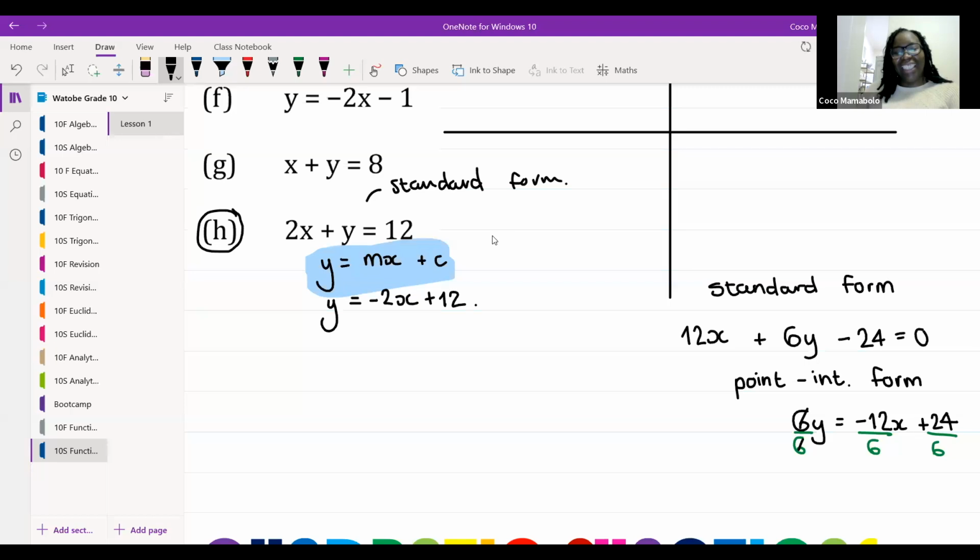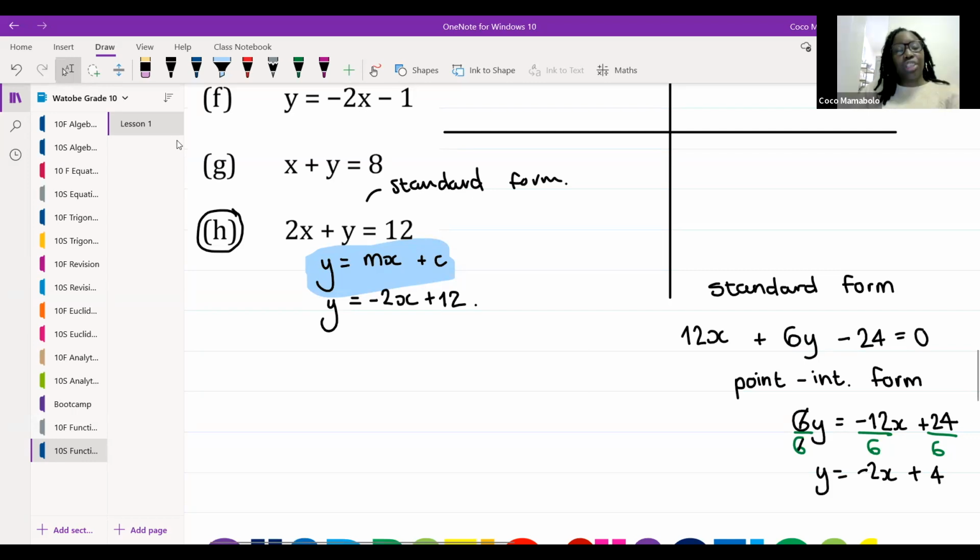What would it be? So it would be y equals negative 2x plus, 24 divided by 6 is 4, plus 4. Oh, good. Very, very well done. I couldn't have put it better myself. You guys are amazing. You're amazing, Notando. Well done.